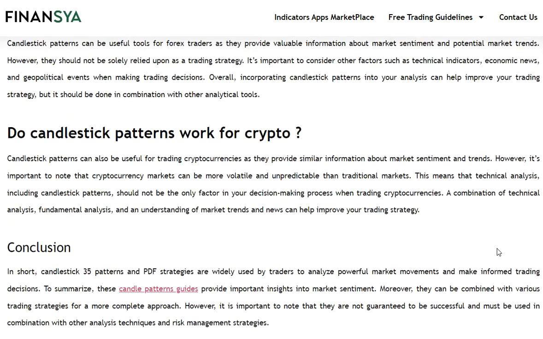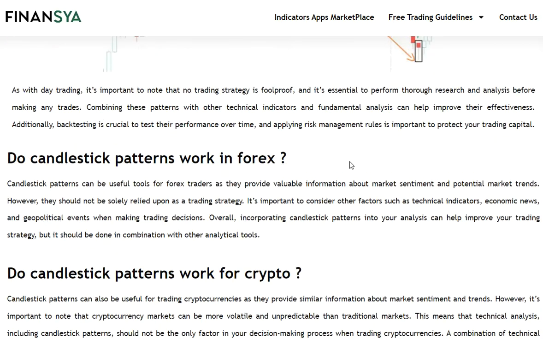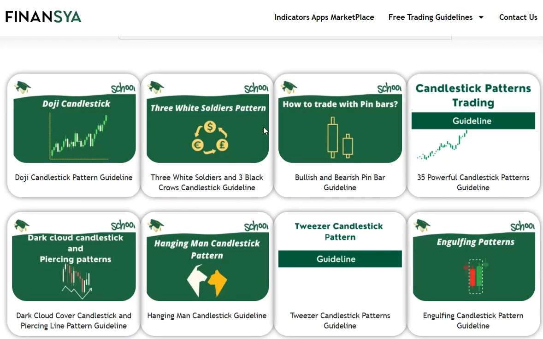So, if you're looking to enhance your technical analysis skills and take advantage of small market movements, candlestick patterns could be an invaluable tool for you.